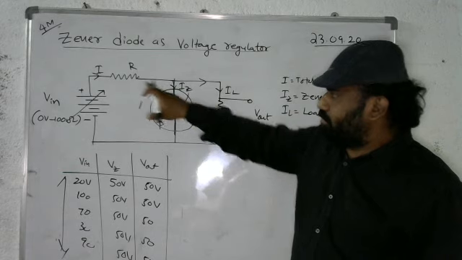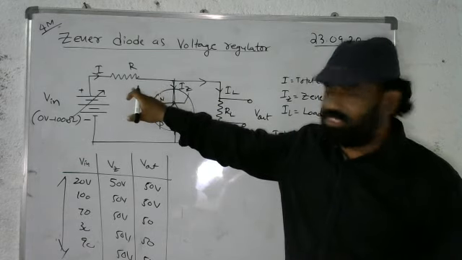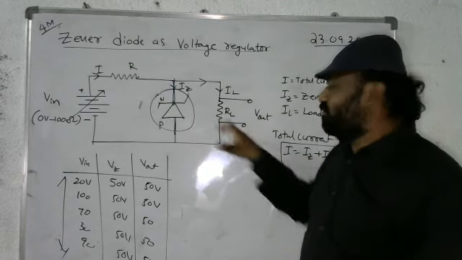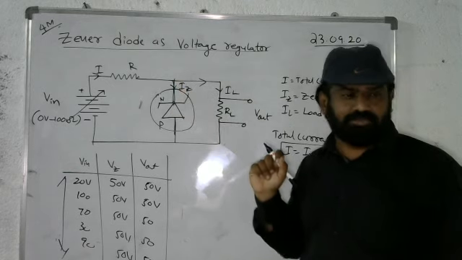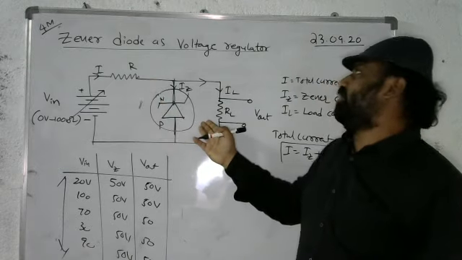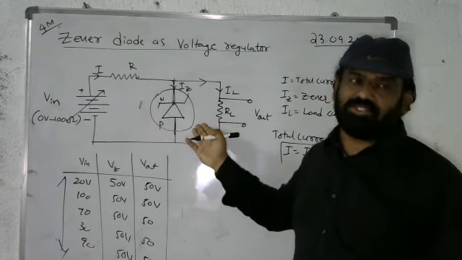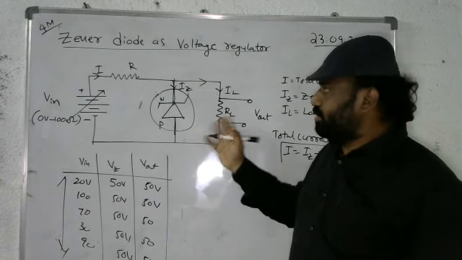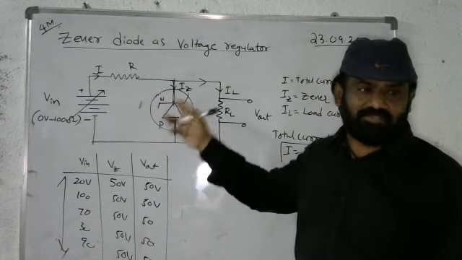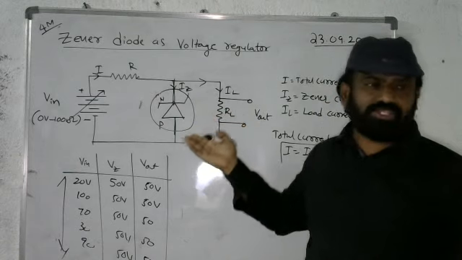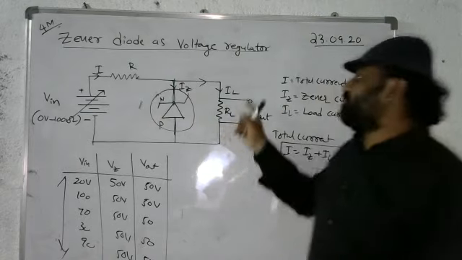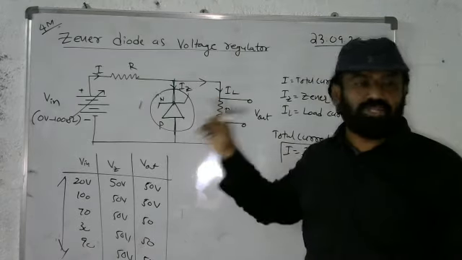Look at the board. The value of the series resistance R can be selected in such a way that in the absence of load resistance, the maximum safe current passes through the diode. If the value of R is not suitable here, we will have damage in the Zener diode. It doesn't work. So here the series resistance plays an important role to protect from high voltages. If high voltage occurs, the Zener diode will be damaged. So the value of R can be selected in such a way that in the absence of load resistance, the maximum safe current passes through the diode.